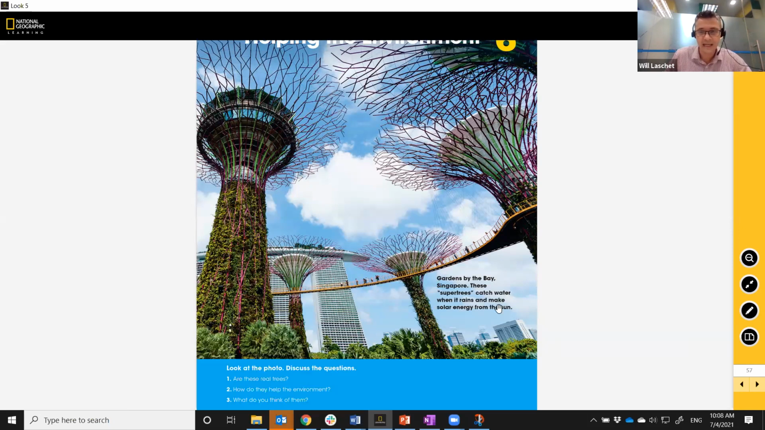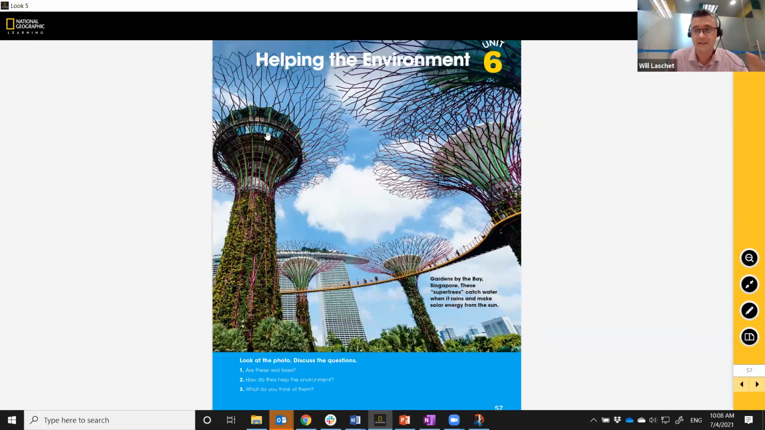And we can also see here, it says that they catch water. So at the top is a funnel shape, and they actually collect rainwater, and they use this water to water the plants in the Gardens by the Bay. And they also have solar panels. I think we can see some of them up here on the top, and it collects energy, and they use that energy in the evening. I don't know if any of you have been to Gardens by the Bay, but there is a light and music show, and it's all powered by the solar energy collected by the super trees.